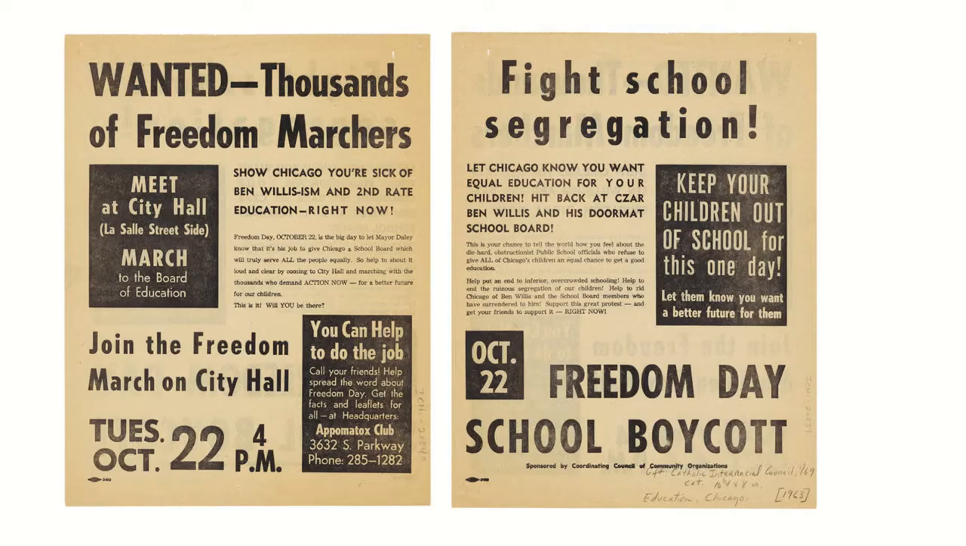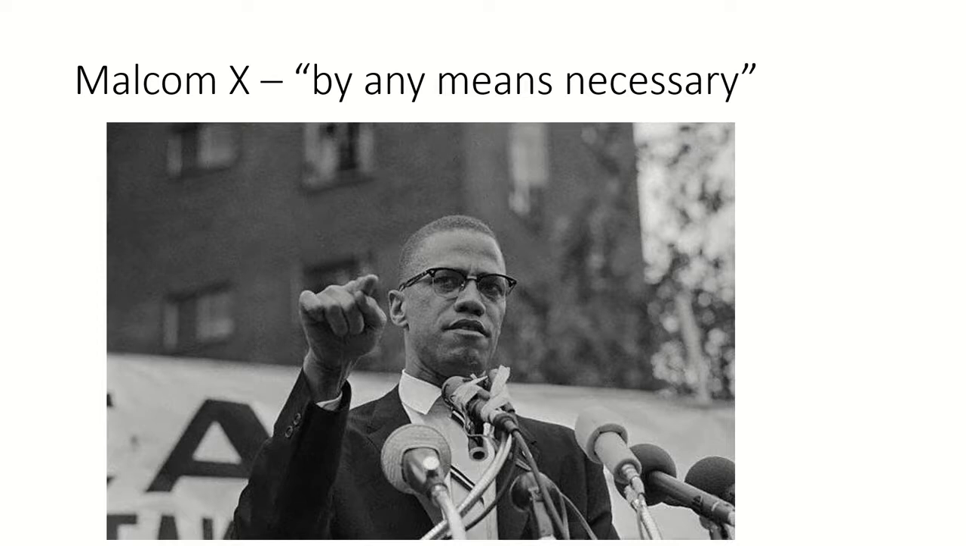In fact, it gets so bad that in 1963, there is actually a call for a boycott of all Chicago schools because parents believed that these segregated schools were giving their children a subpar education. And so on October 22nd, 1963, in an effort to try to oust the superintendent of schools, Ben Willis, Chicago parents pulled their students from school in order to try to effect change.